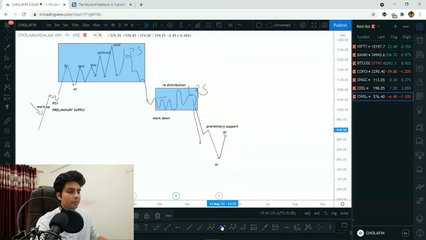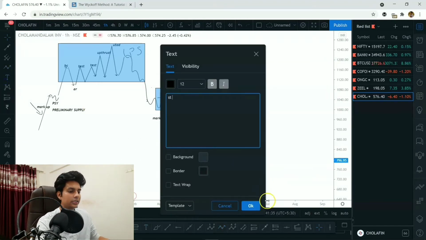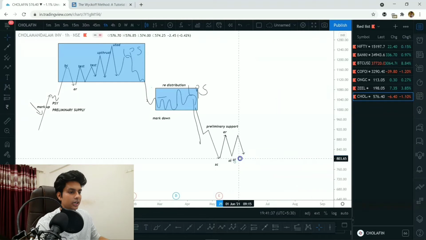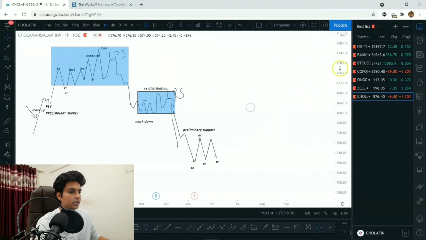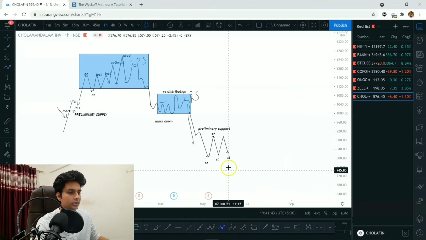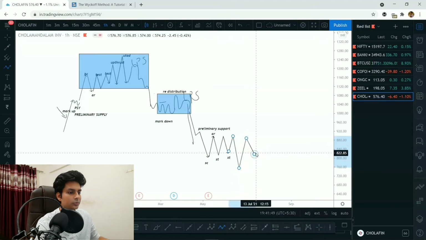But what happens next? The prices come back, then go higher. Now the prices are consolidating, creating probably a test. This is what we call ST, secondary test. Now you can see there are equal lows. The price goes back higher, probably comes back, hunts these equal lows, comes back, you get the last point of support, and the prices go higher.